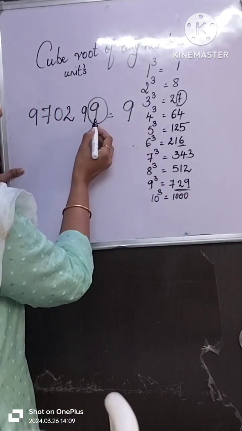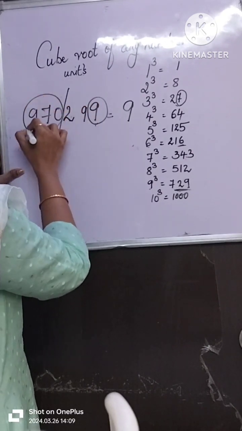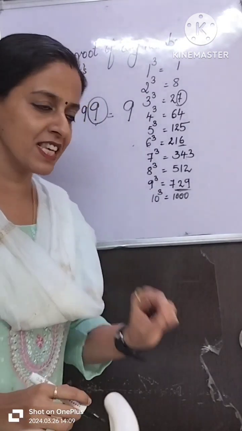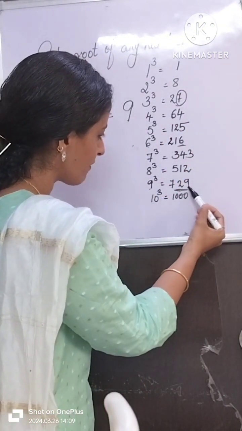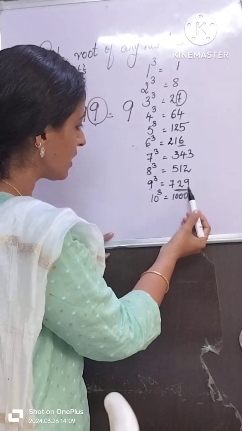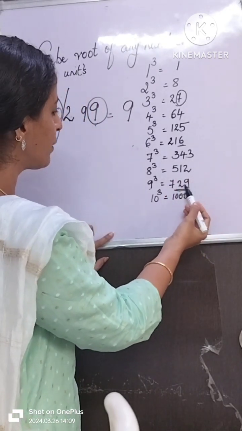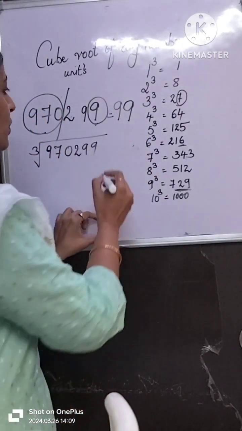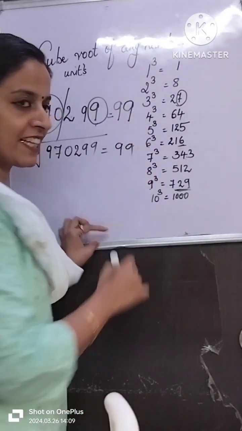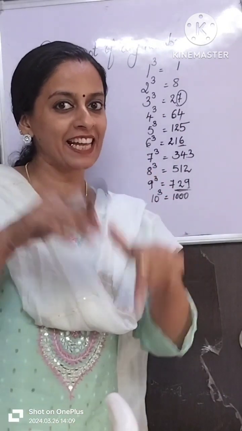Now, leave 3 digits from the end. 1, 2, 3. Which is the number that we get now? 970. 970 will lie between 729 and 1000. You will always take the smaller number. 729 corresponds to 9. The cube root of 970299 is 99. Please check. Okay.